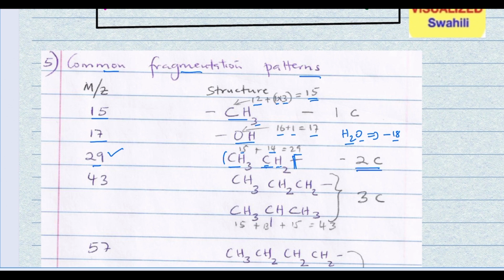An M over Z value of 43 shows that you have 3 carbons. So it could be CH3, CH2, CH2 in that order. Or it could be the substitution at this position, the second carbon. So CH3, CH, and then CH3. If you add all of them, it will give you 43. So these two are like isomers. They have the same molecular formula but different structures.